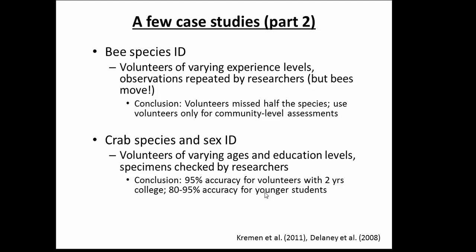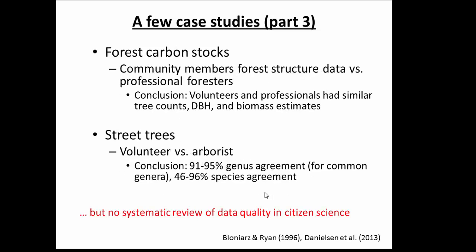The next example is about crabs. Volunteers sat on the beach doing species ID and sex ID for just a few species of crabs, and this involved volunteers of varying levels of education and ages. Then researchers were double checking these crabs as they were piled into bins, I think. So volunteers with at least 2 years of college education had 95% accuracy rates, whereas volunteers with middle school or high school education had 80 to 95% accuracy.